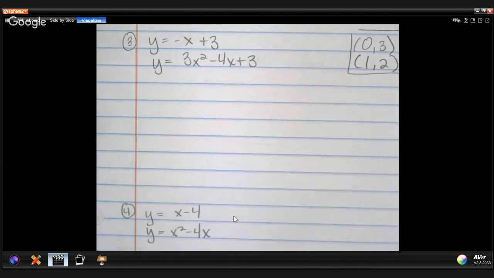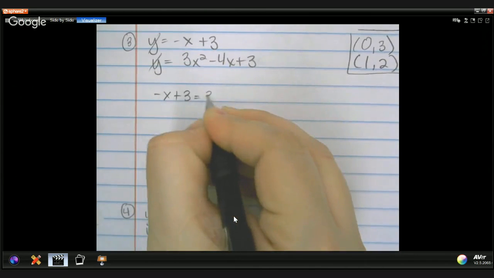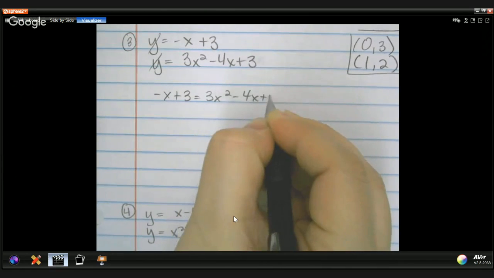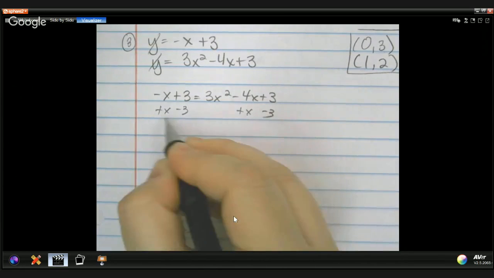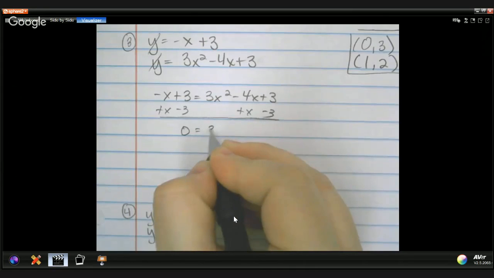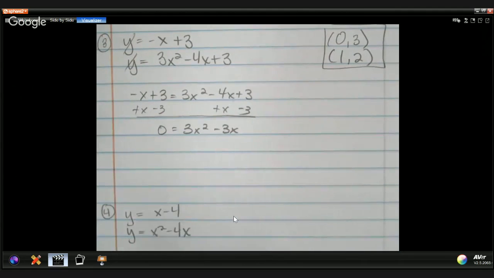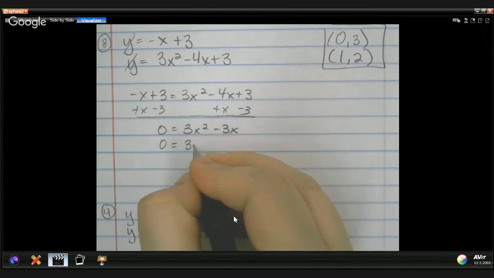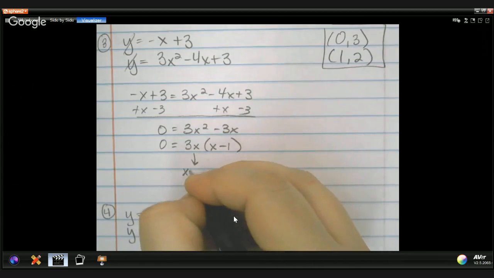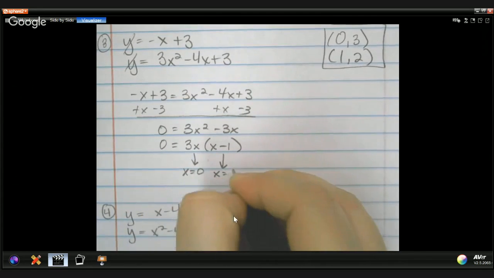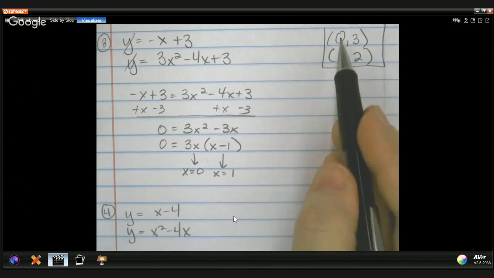To do this algebraically, again, you set these equal to each other. And so I add an x and subtract a 3, add an x and subtract a 3. And I get 0 is equal to 3x² - 3x. Well, for this one, it's not that bad of factoring because I could take out a 3 and an x. So I'm left with x and x - 1. So this one is x equals 0, and this one is x equals 1. To get rid of a -1, you add 1. So those are my 2 x values.